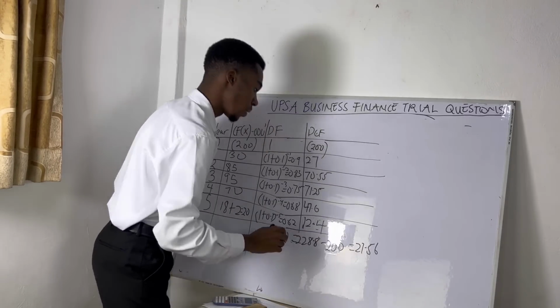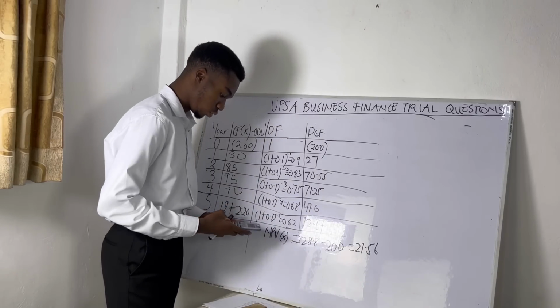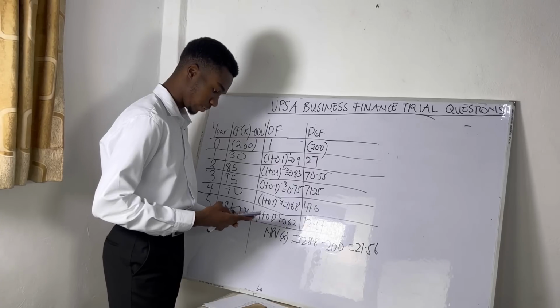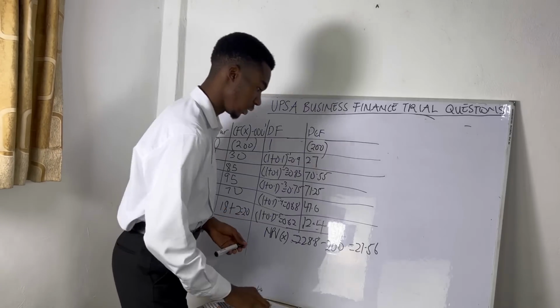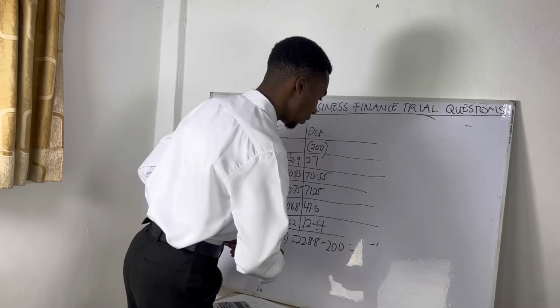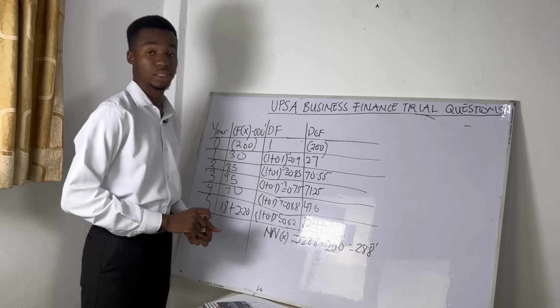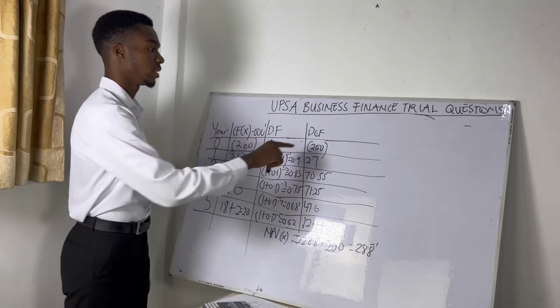228.8 minus 200 is 28.8. So now our NPV is 28.8. So we added all this minus the 200.